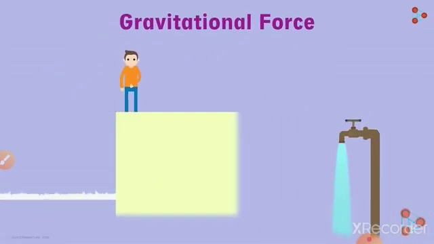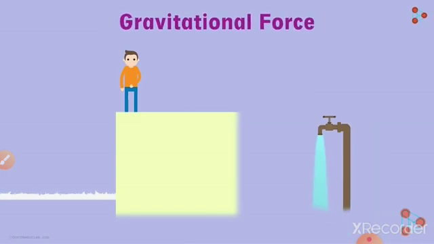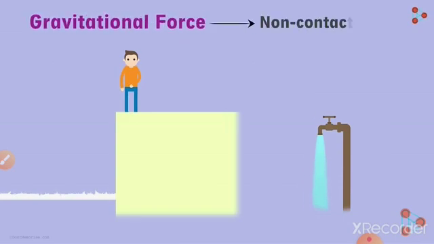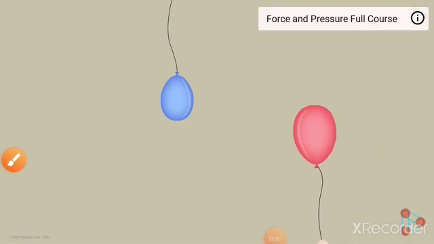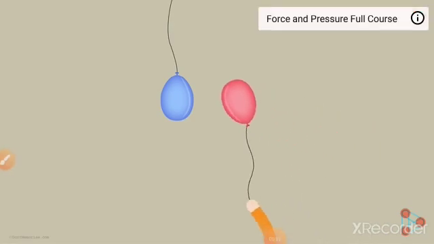If we open the tap, the water flows downwards toward the earth. Why? Because the earth pulls the water toward itself due to the force of gravity, which is called gravitational force. Gravitational force is also a non-contact force. Now, the electrostatic force. Here are some examples shown here.